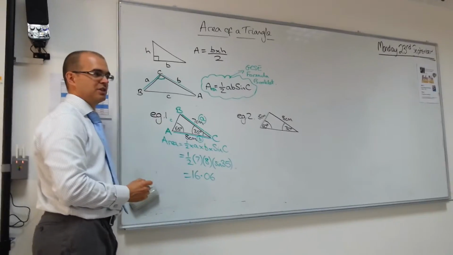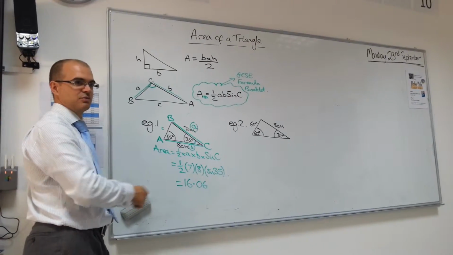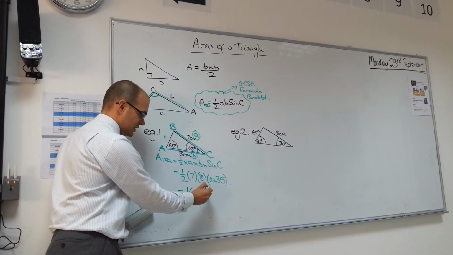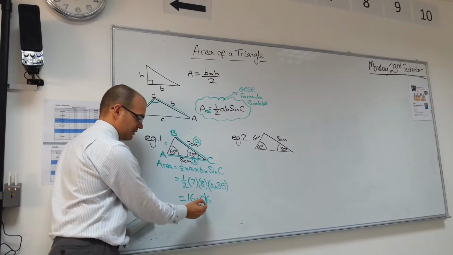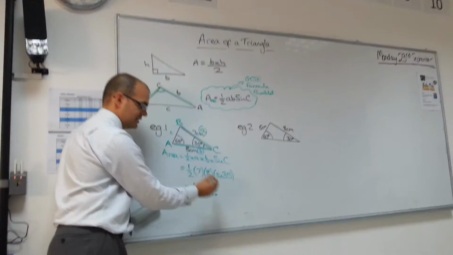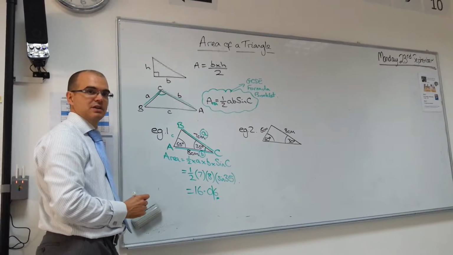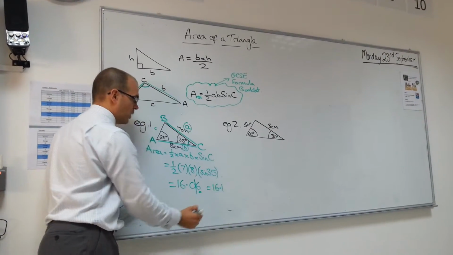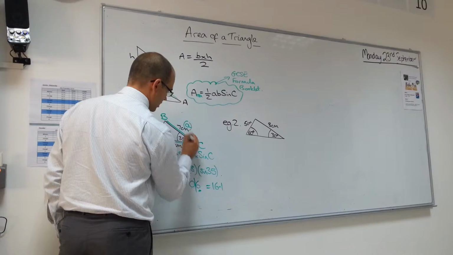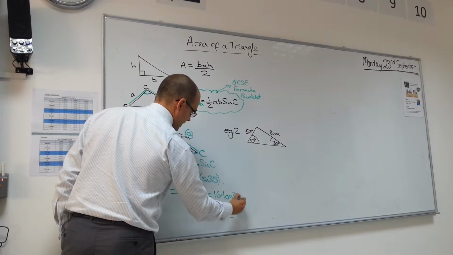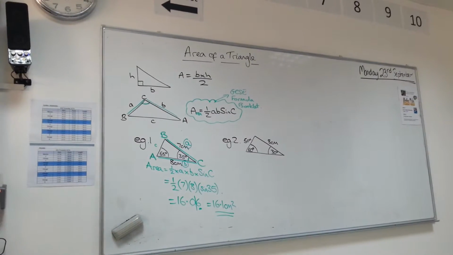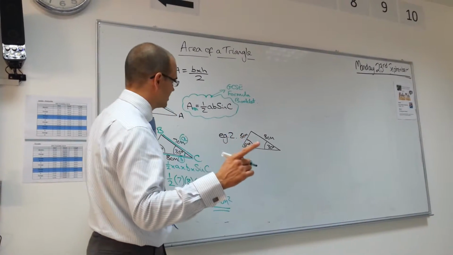If I wanted 3 significant figures, how many significant figures have we got here? 4. So I've got 1, 2, 3, 4 digits. So that is my third significant figure. I go to the next digit to the right, which is a 6. It means I round up. So it gives me 16.1. And we're talking about centimetres squared because it is an area that we're working out. Happy with that one? Good stuff. Right, keep your calculators there.